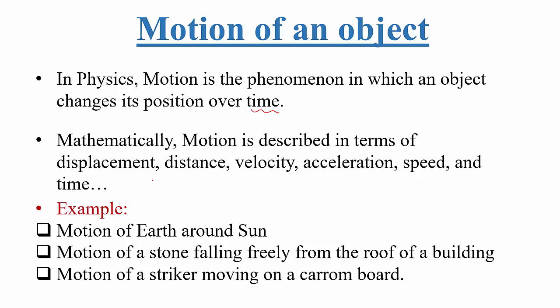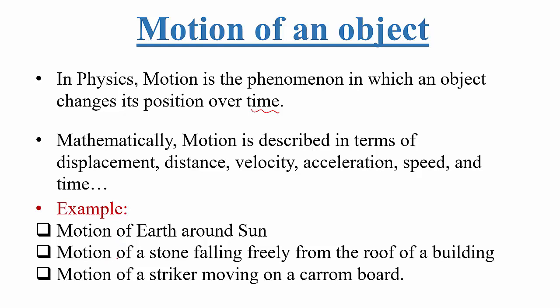Some examples for motion of an object. First example is motion of Earth around the Sun. We know that planets are revolving around the Sun. Here, the Earth is changing its position with respect to time. So, this is an example for motion of an object.